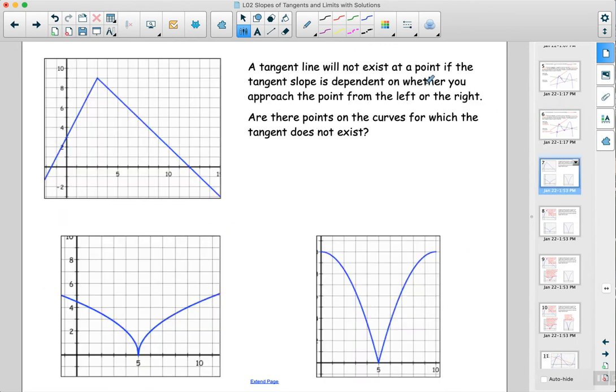Now moving forward, more definition type stuff. A tangent line will not exist at a point if the slope is dependent on whether you approach it from the right or left. So if you could get two different values for the slope of the tangent as you come from the right or left, then the tangent line won't exist.